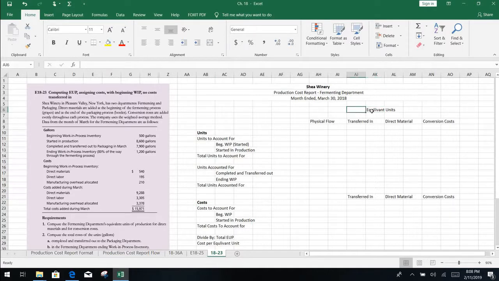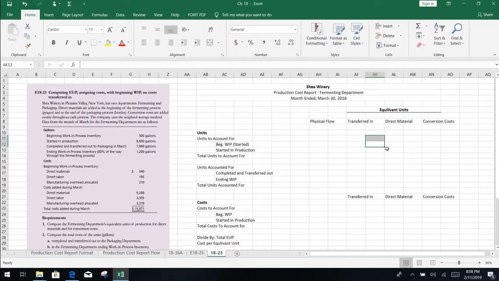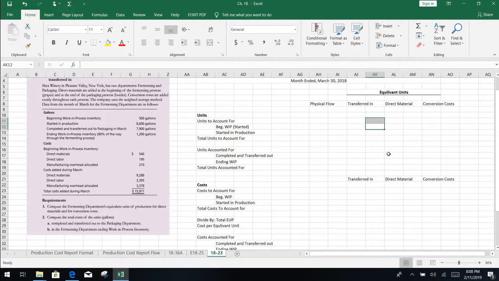Equivalent units are these three. So let's merge and center that and bold that as well. And equivalent units has a bottom bar. So let's put that in. Okay.